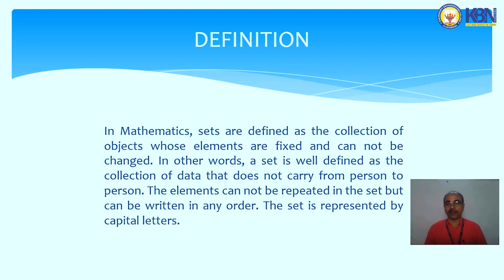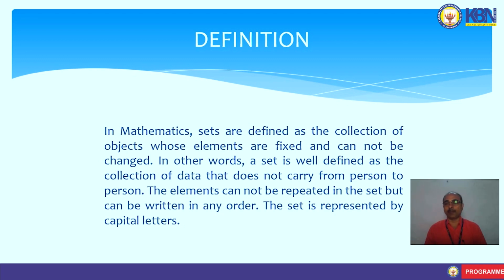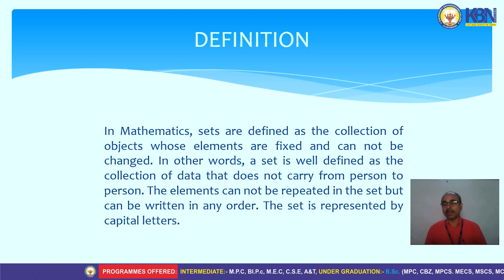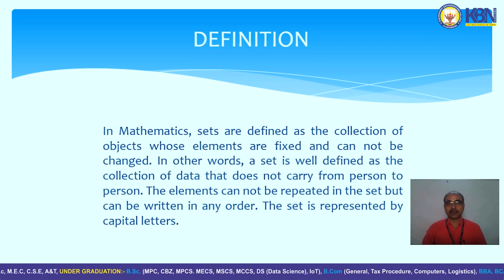A set is well defined as a collection of data that does not vary from person to person. That means it doesn't differ from one person to another. The elements in the set cannot be repeated but can be written in any order, like ascending order, descending order, or even in an irregular order. Most of the sets are represented by capital letters. A equal to, B equal to, C equal to, like that.